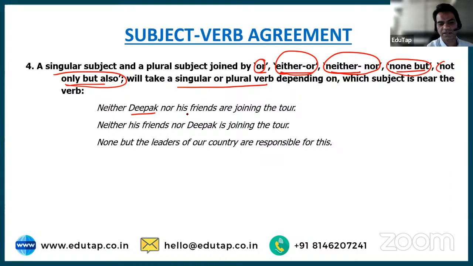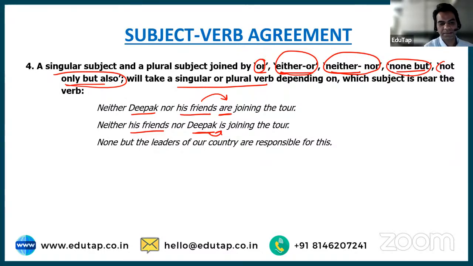Neither Deepak nor his friends. Yes, guys, why have we used are here? Because the closest noun was friends, right? So neither Deepak nor his friends are joining the tour. Next question: neither his friends nor Deepak. Now we are using a singular verb. Why? Because the closest noun now is Deepak, which is singular. So neither his friends nor Deepak is joining the tour.